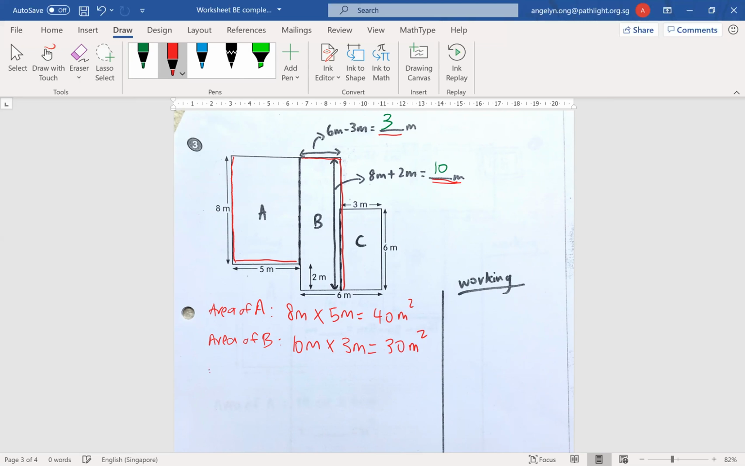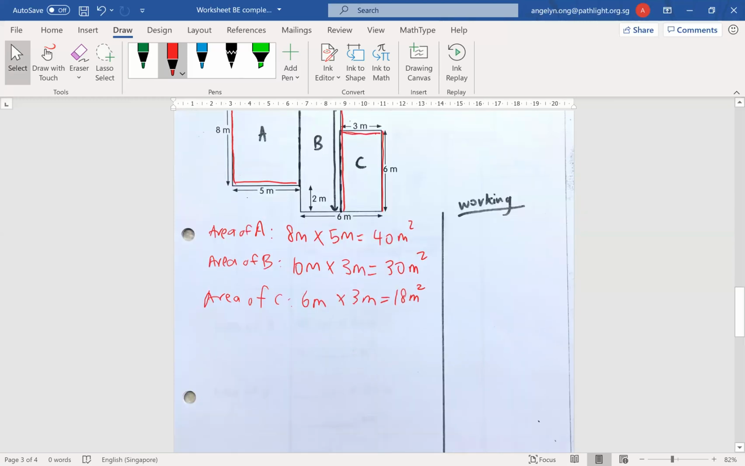Lastly, we find area of C. I take the length, which is this one here, 6 meters, multiplied by the breadth of C, 3 meters. 6 times 3 is 18 square meters, because meters times meters is square meters. All right, so we have found areas of A, B, and C.